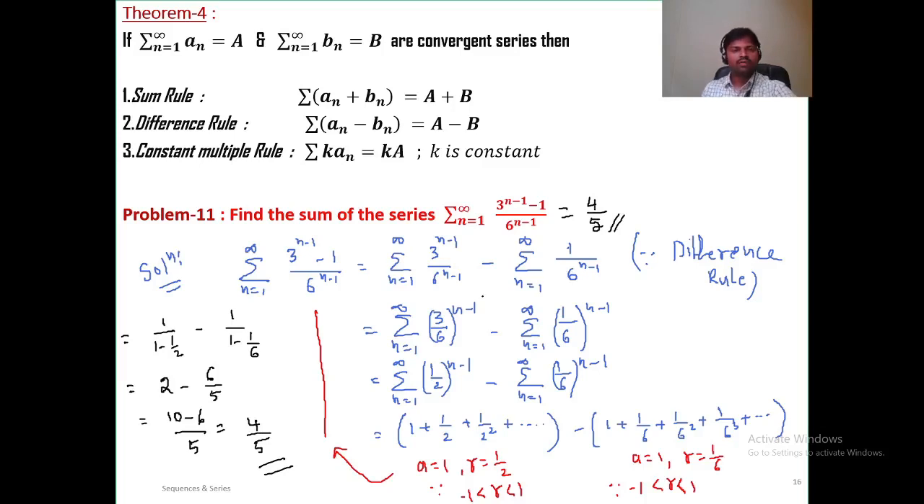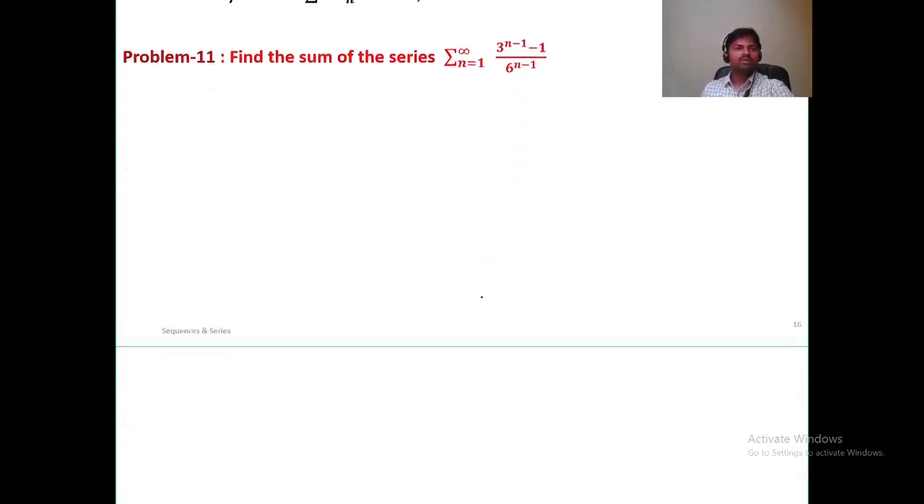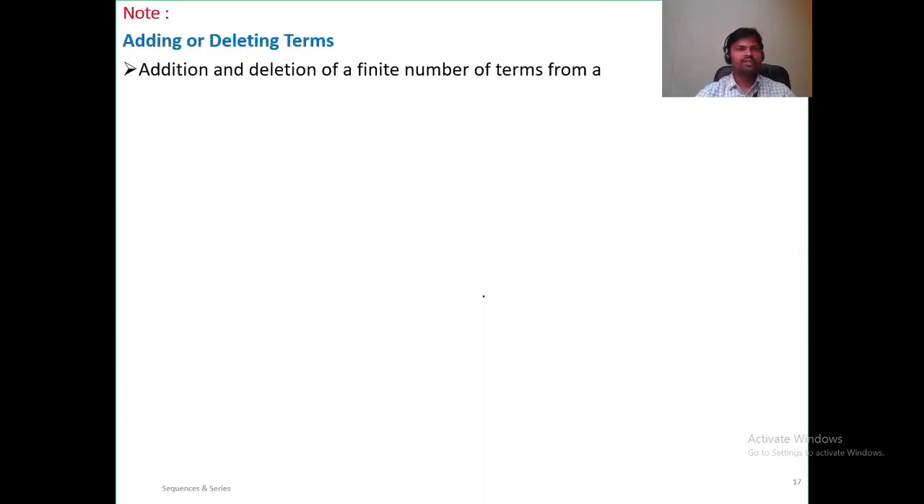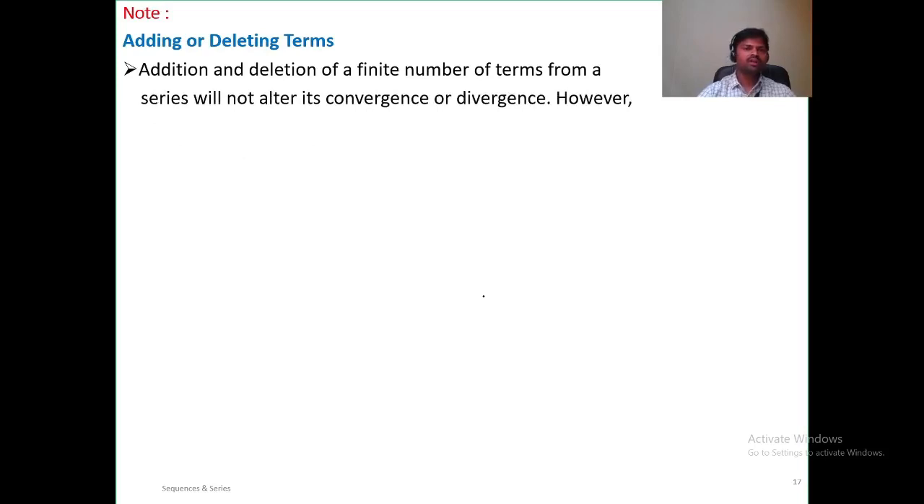Okay. Next, one last note, and with this I will stop. Adding or deleting terms. Addition and deletion of a finite number of terms from a series will not alter its convergence or divergence. Alter means changing. It will not change its convergence or divergence.